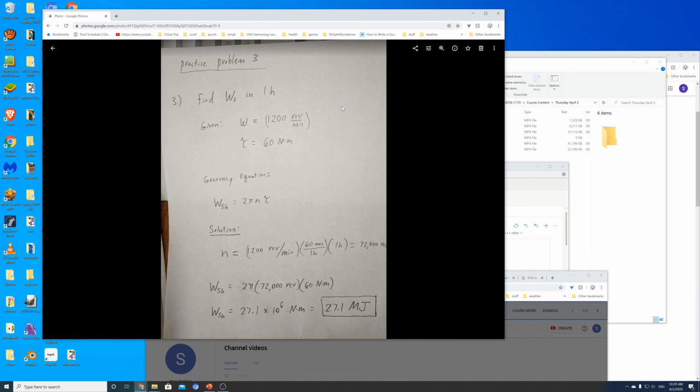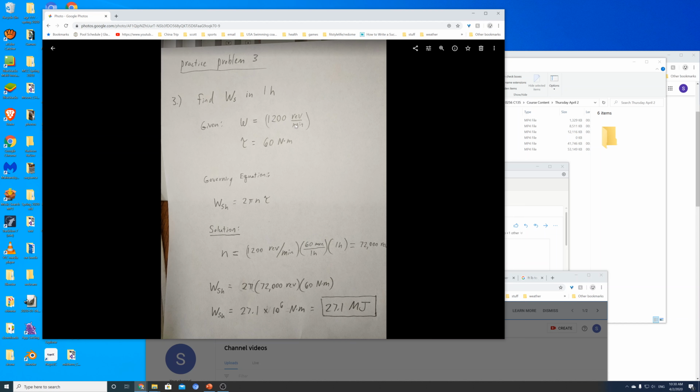So this problem is actually relatively straightforward. There is one part we need to figure out, and that's the actual number of revolutions. So I'm looking for the shaft work. I wrote W_SH, and it should be in 1 hour. And here's our angular velocity, they call it. This is omega, that's commonly used. And this is given to us in terms of revolutions per minute.